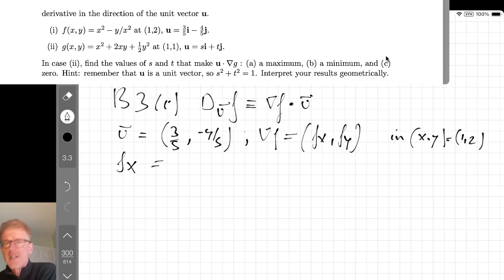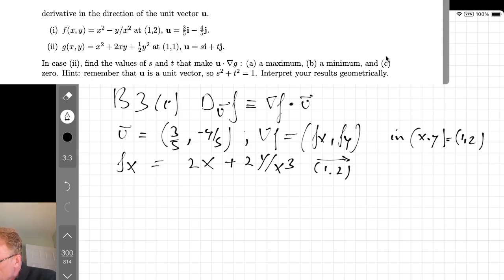So I first calculate df dx. What's there? X squared. Is this anything exciting? It's 2x plus 2y over x cubed. And I can write in 1, 2, right? That gives us 2 plus 2 over 8. Oh, doesn't look too nice. No, oh no, I'm doing it wrong. Completely wrong. It's 2x, so that's 2 plus 4 over 1. Plus 4 is 6.